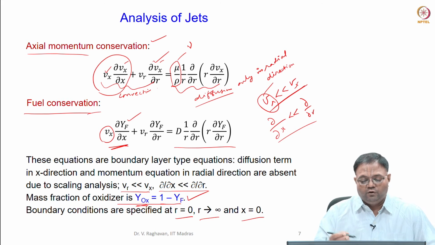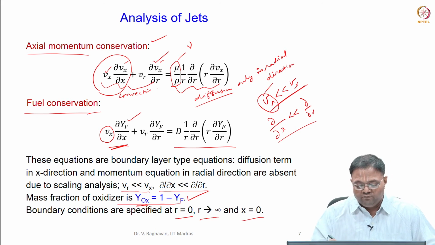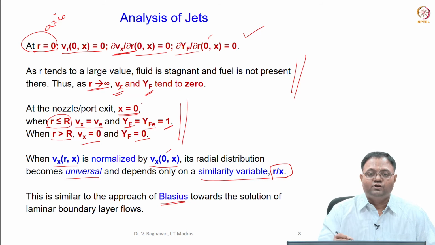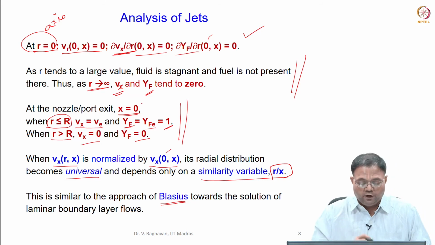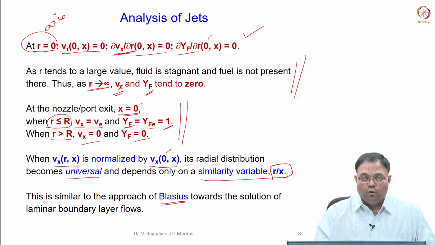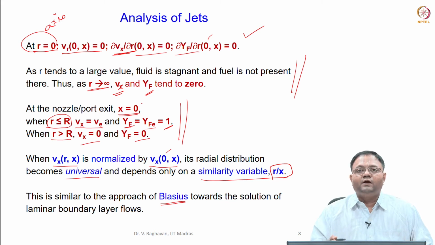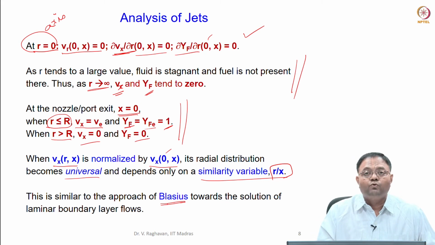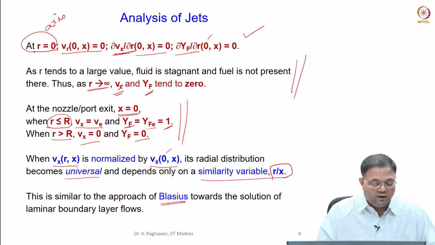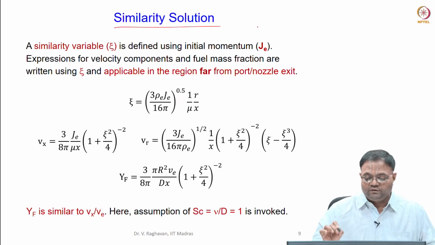Then you can solve this numerically by applying these boundary conditions at r equal to 0, r tending to infinity and x equal to 0. Or we can use a theoretical analysis, what Blasius used, the similarity approach, and get the solution. Now, the similarity solution is presented here.